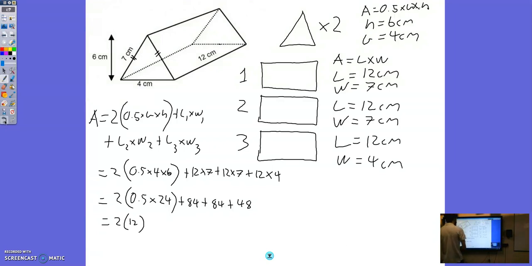And I'm going to start collecting the chunks on the outside. So you can put it into a calculator or you can do it in your head. 84 plus 84 is 168. 168 plus 48 because we have factored that in. In the next line, we've got 2 times 12 is 24.